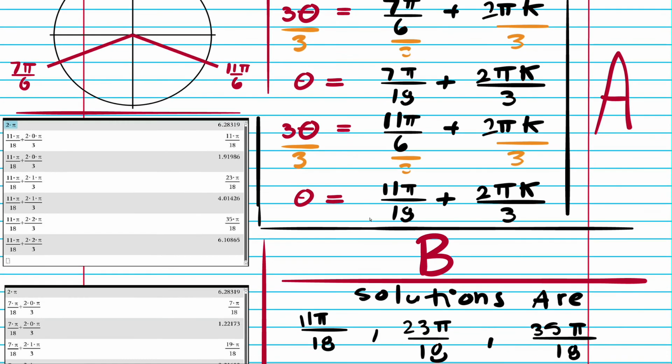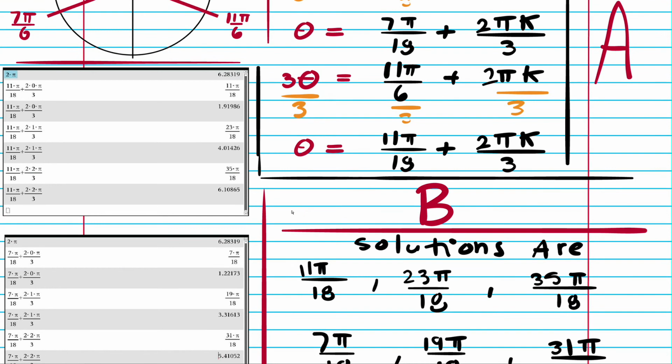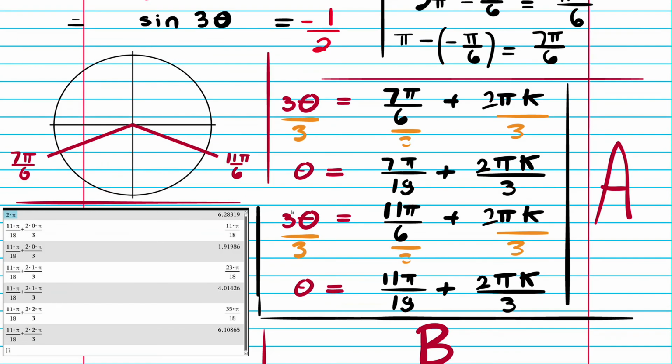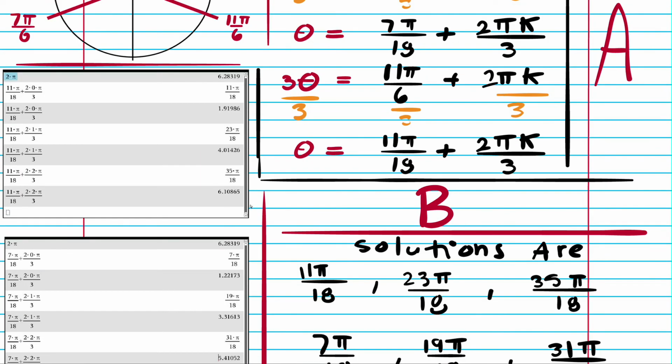Now moving on to part B, it asks to find all the solutions in the interval of 0 and 2 pi. So I did a few calculations right here. 2 pi is equivalent to the decimal 6.28319. So you basically take this equation and add increments till they fall beneath the 2 pi, which will be 6.28319. So our first point is 11 pi over 18, and here's the decimal for it.